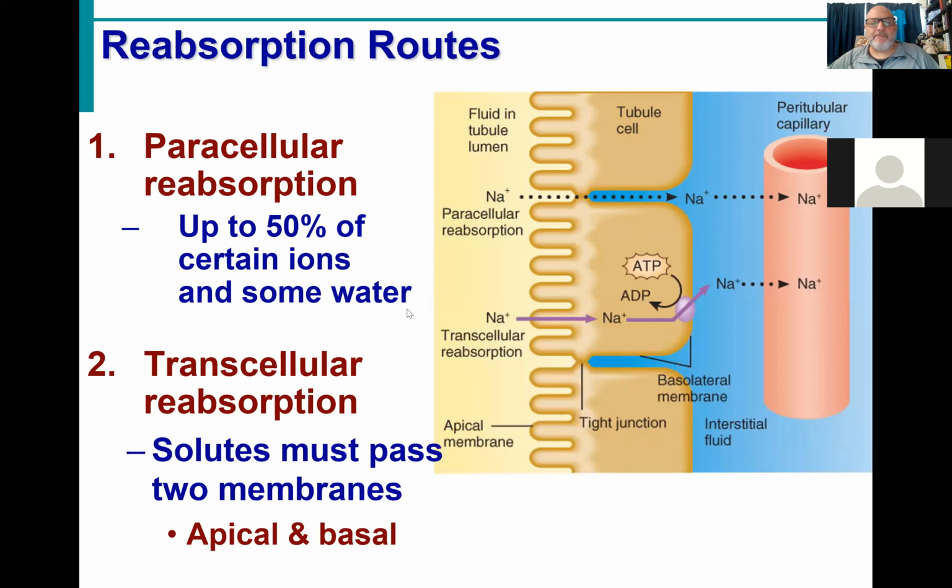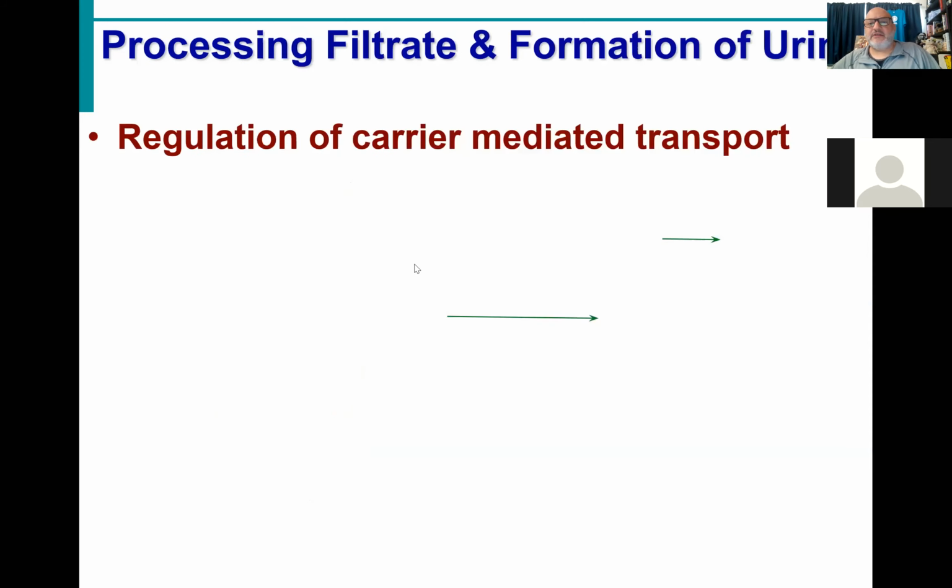Others, we want more control over. And those that we want more control over are going to have to go through the membranes, first the apical and then the basal. And much like we saw in the digestion, there are going to be different pathways for things across the apical and the basal surface. And just like in digestion, we will learn these reabsorption routes, and I guarantee you one of them will be an essay question on the exam. So we will talk about those transcellular reabsorption routes in a bit.